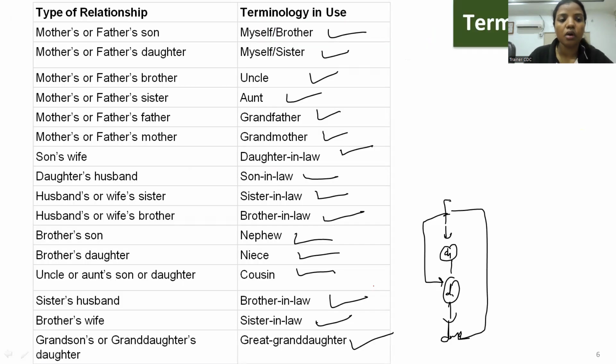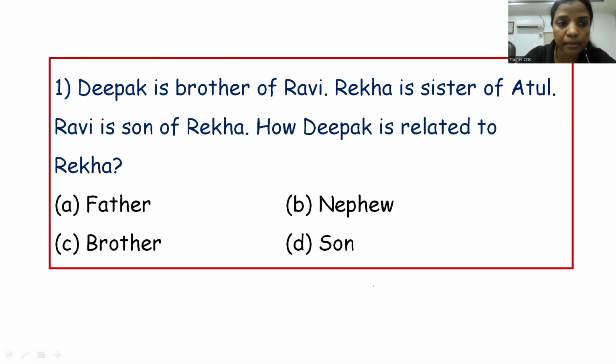Now we will solve a few examples. Later you can solve examples from the worksheet. Okay, let's solve this example. For solving each and every question from blood relation, we should know the tips which I have given to you. Draw a diagram first.